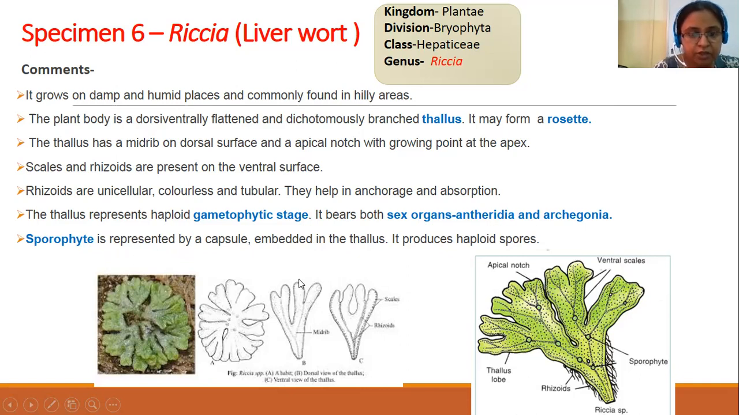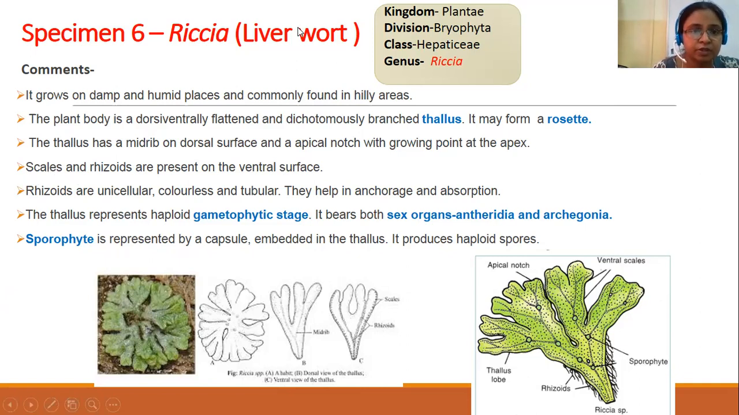Fine. See, these are the lower plants which belong to the division or the group Bryophyta. So these are the lower plants. In these lower plants, no true leaves, no true stem, and no true roots are found. So instead of these true things, some alternatives are found in them.